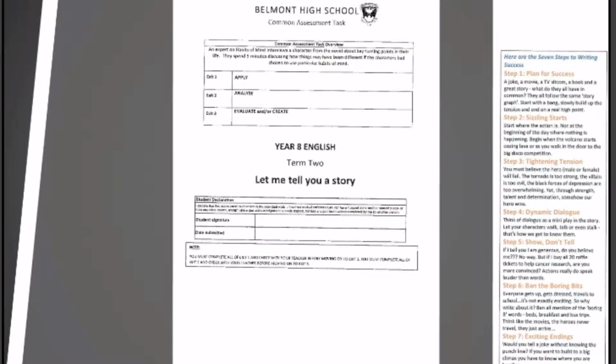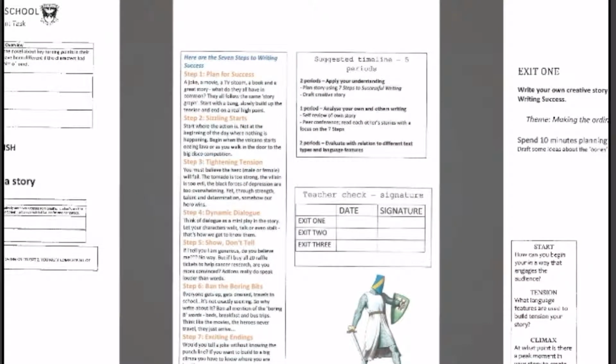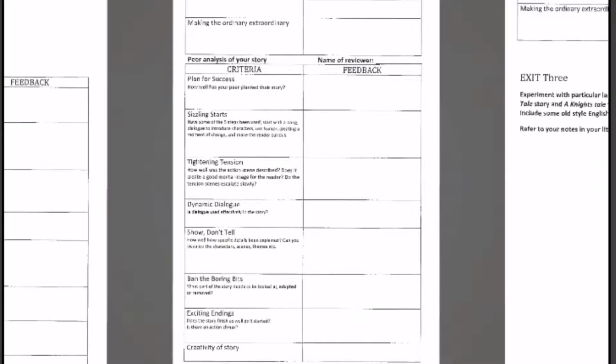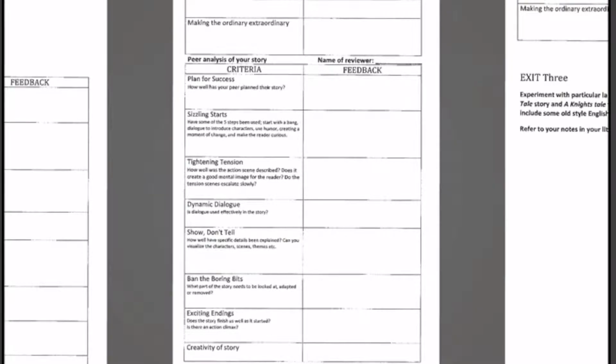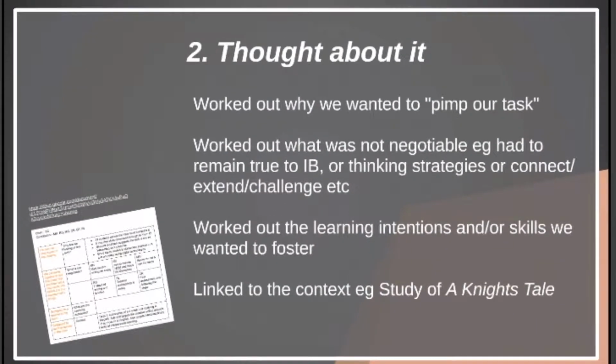So in this case we have a Year 8 English essay. This is the original task sheet. There's lots of information in it: suggested timelines, entry and exit points, learning intentions, some resources that help them structure, some guidelines for feedback. It's all there. This is quite lengthy, and this is a Year 8 unit of work. So that was the task we started with.